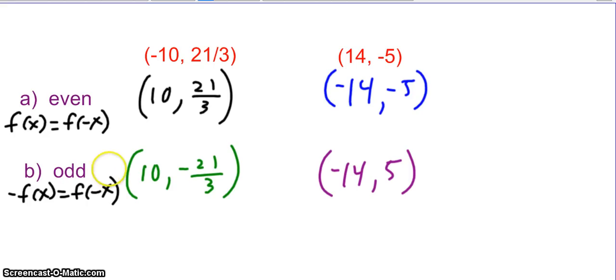And if we have the same function that is odd now, so it can't be the same function. We have a function that is odd now, and it contains the point 14, -5, then it also must contain the point -14, 5. Recall that this is the general way to show that something is even. This is the general way to show that something is odd.